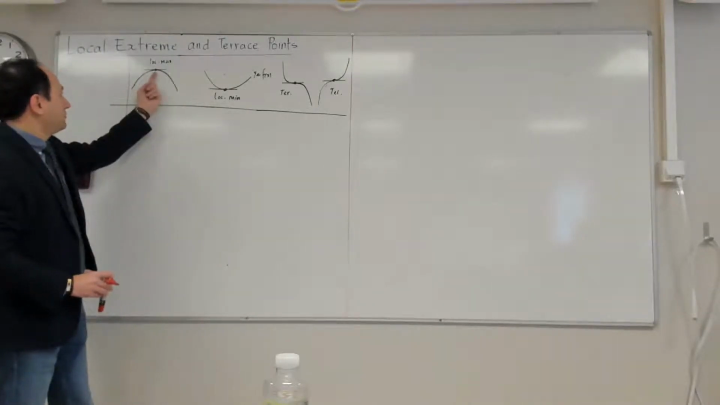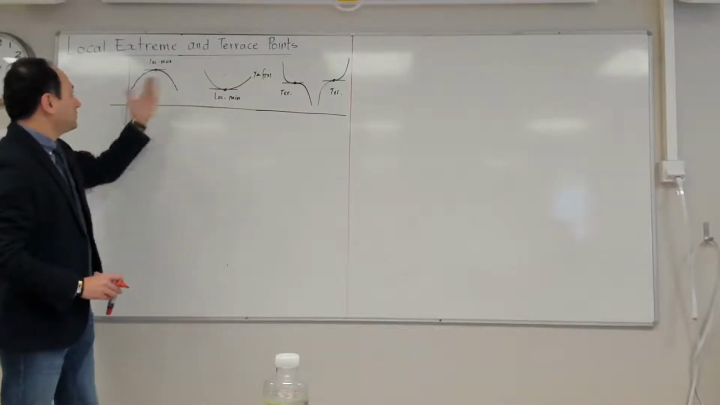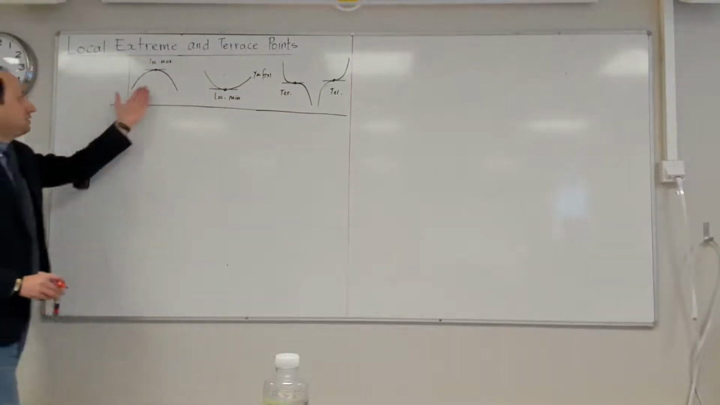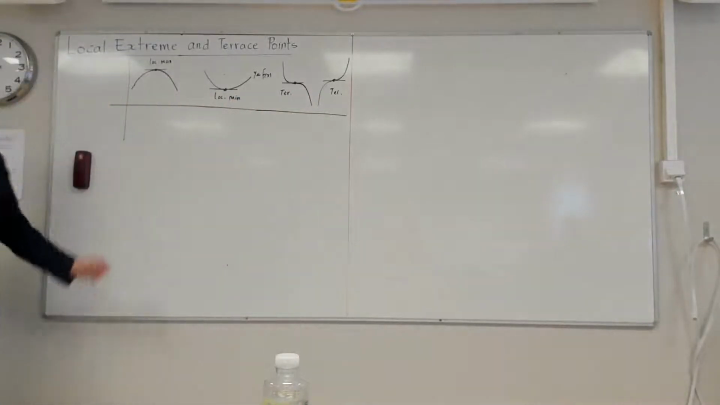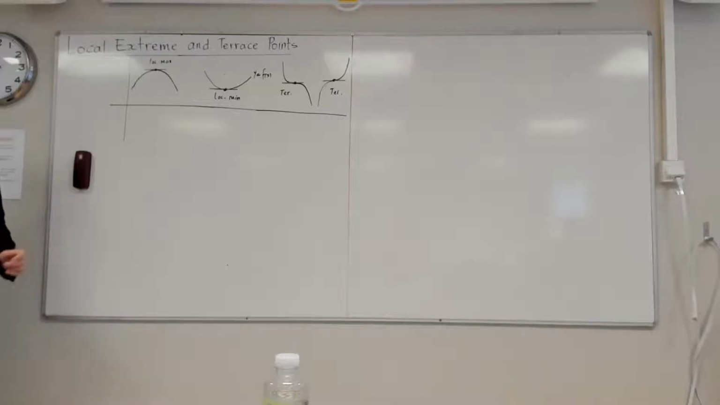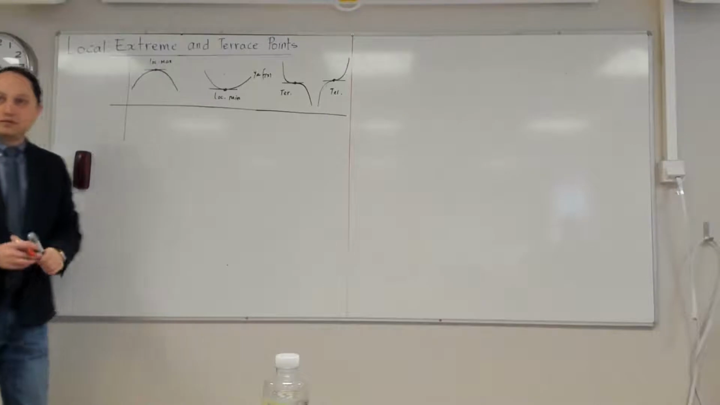Because by eye, everyone can see that this is higher than the vicinity points and this is lower. How do you understand this is happening? What is the difference between these graphs? Yes? In the one to the left, the derivatives have a positive value before and a negative value after, and the opposite for this. So it means that the sign of the derivative is changing.